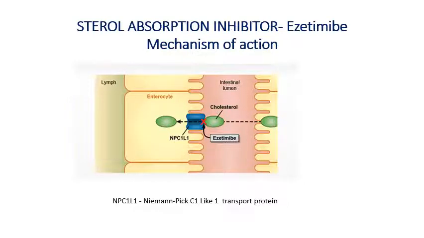The next group of drug is sterol absorption inhibitor, ezetimibe. It is a novel drug which acts by inhibiting the intestinal absorption of cholesterol. It interferes with a specific cholesterol transport protein called NPC1L1, the Niemann-Pick C1 like 1 transport protein. This protein is concerned with the absorption of cholesterol from the intestine. So ezetimibe inhibits this NPC1L1 protein, thereby inhibiting the cholesterol absorption from the intestine.